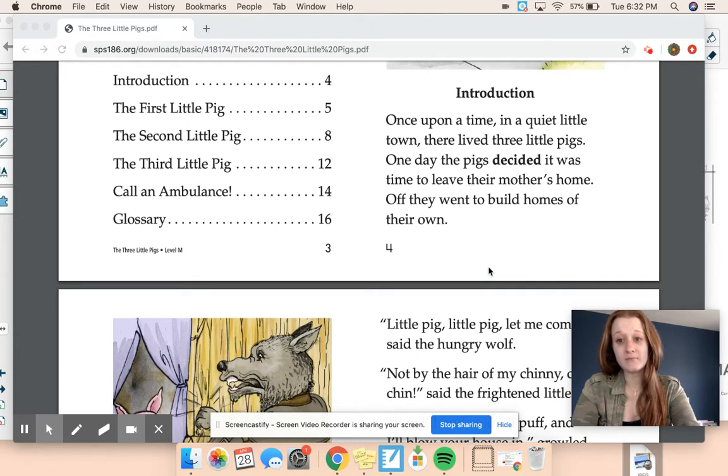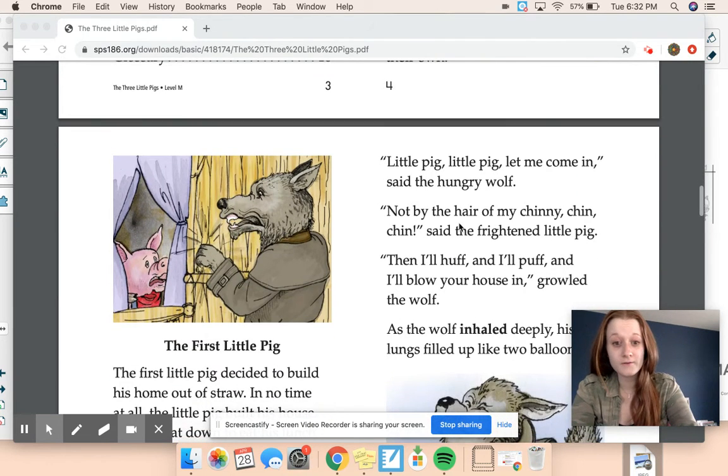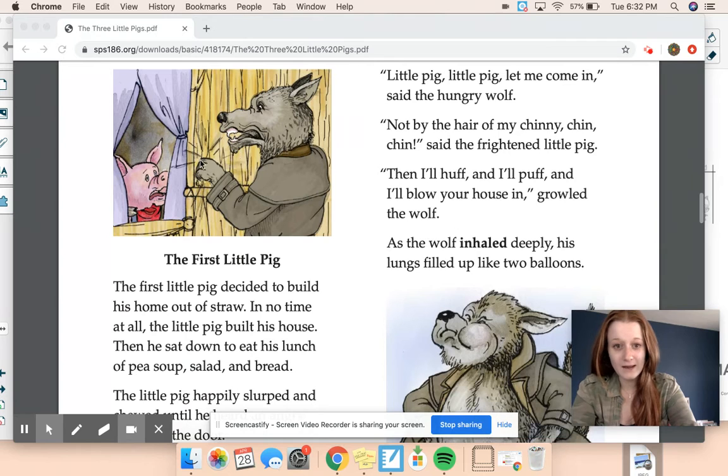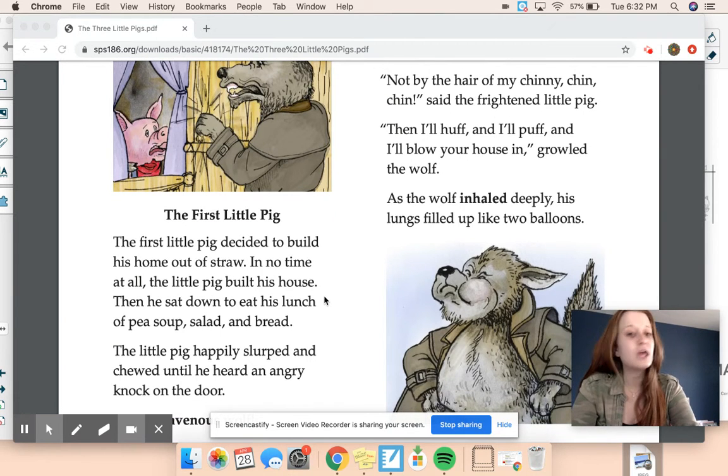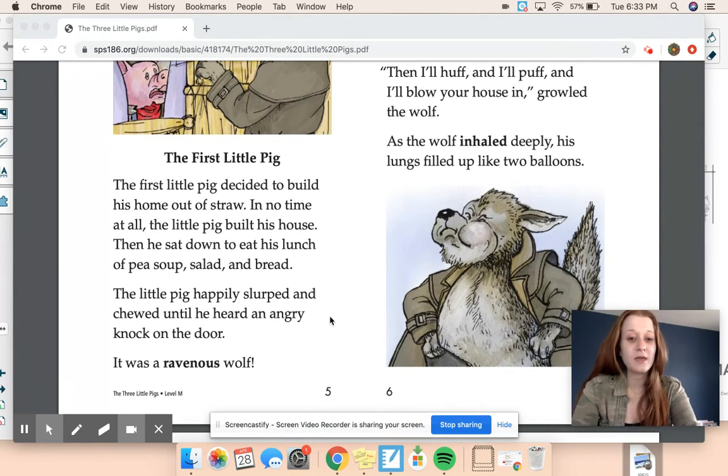Once upon a time, in a quiet little town, there lived three little pigs. One day, the pigs decided it was time to leave their mother's home. Off they went to build homes of their own. And now we're coming down here. The first little pig decided to build his home out of straw. In no time at all, the little pig built his house. Then he sat down to eat his lunch: pea soup, salad, and bread. The little pig happily slurped and chewed until he heard an angry knock at the door.